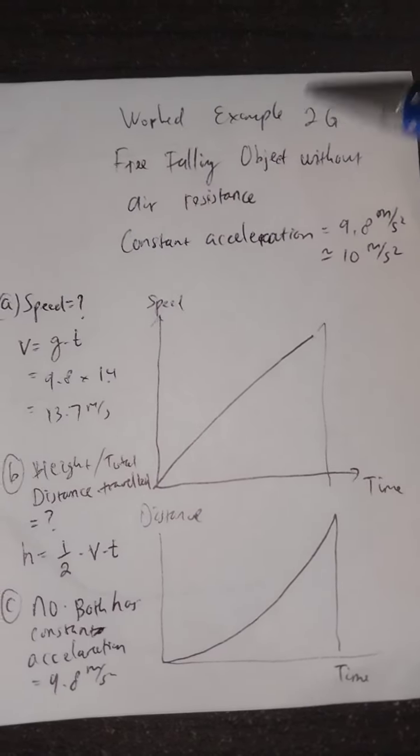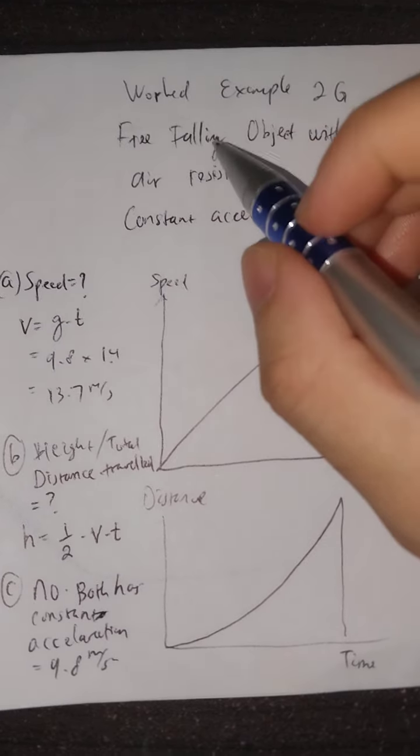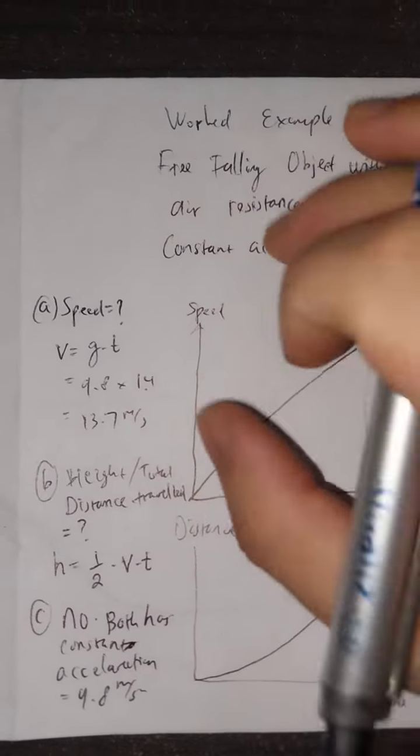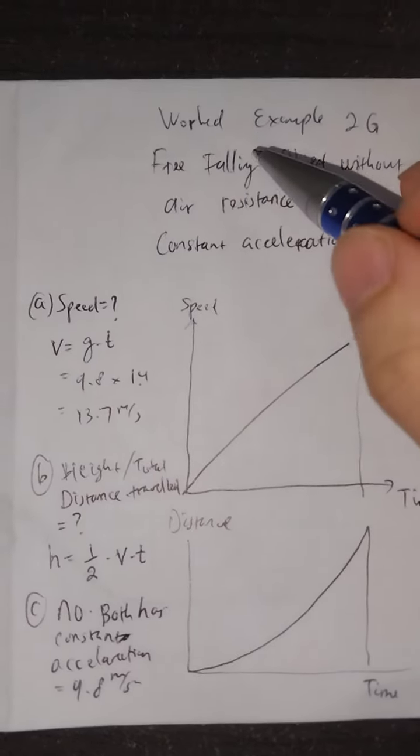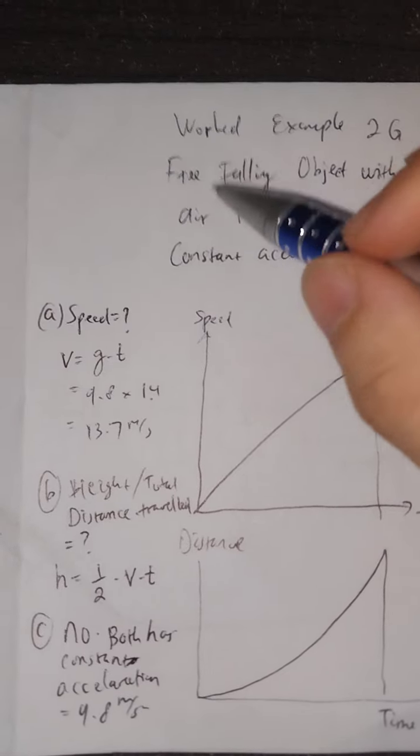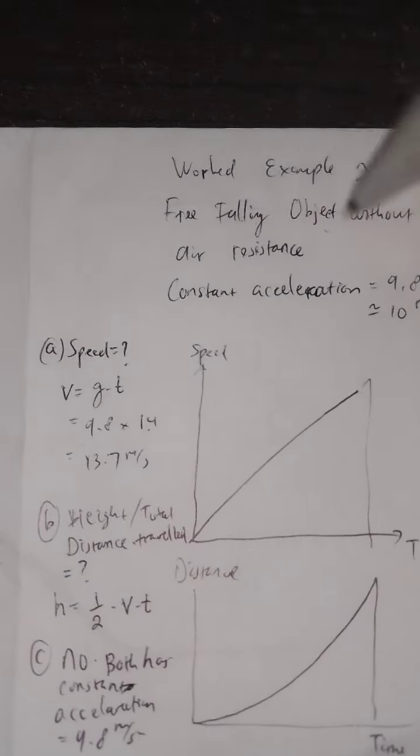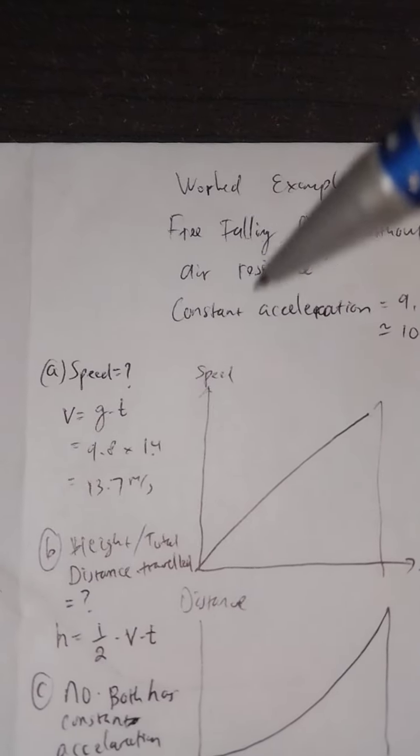For work example 2G, from what you might have already learned from your textbook, I want to add some explanation to help you understand more. Firstly, in this question, we are talking about a free falling object without air resistance. So it's completely free falling.